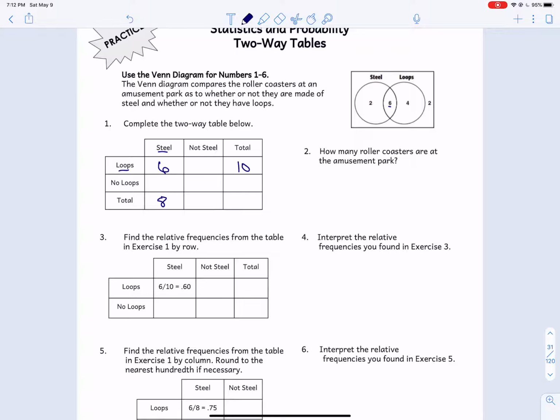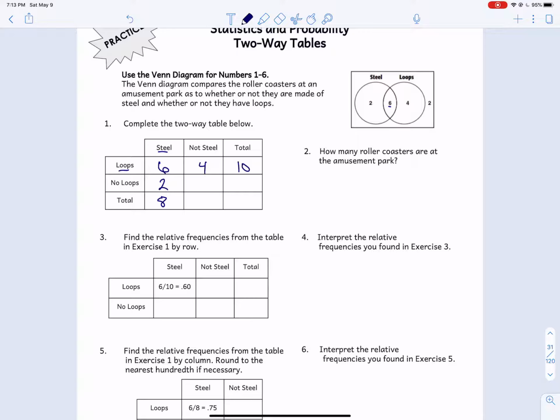Okay, and then when we do this, the columns should add to make the total, and then the rows should also add to make the total on the right. So if we have a total number of steel roller coasters, that's 8, 6 have loops, that means 2 do not. Okay, then if we look at the rows now, loops, so if there's 6 steel roller coasters that have loops, then there's 10 total roller coasters with loops, so then there must be 4 that are not made out of steel, so some other material.